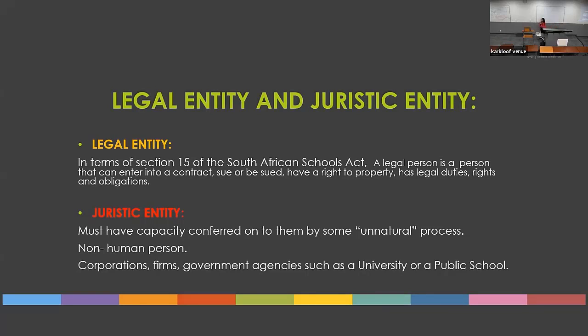legal entities and juristic entities, right? A legal entity is a person, right? A legal person basically is somebody who can enter into a contract, who can sue or be sued, has the right to property, and has legal duties, rights, and obligations. In a school environment, who can be classified as a legal person? Parents, educators, learners. They also have obligations, right? It's not that they just have rights. What are some of the obligations? To adhere to the school's code of conduct, to adhere to discipline, and the school's policies.